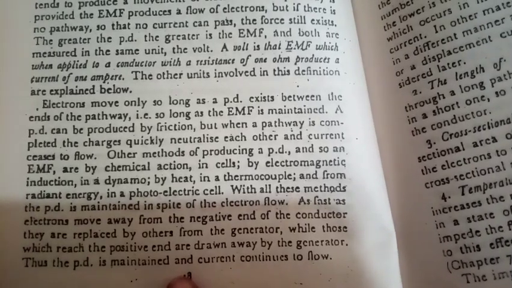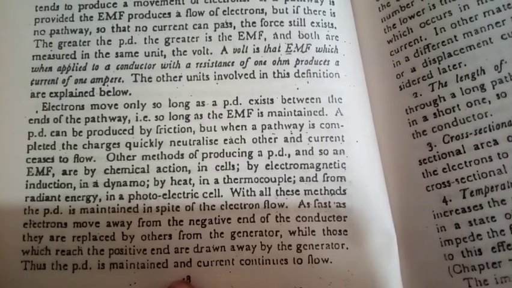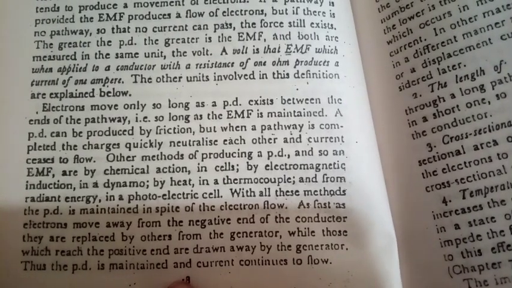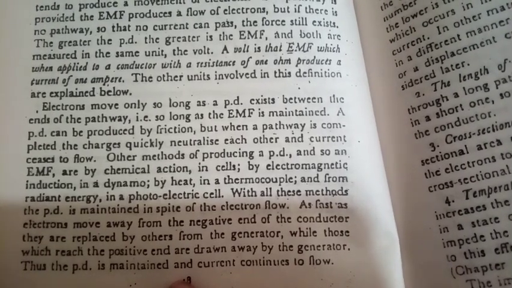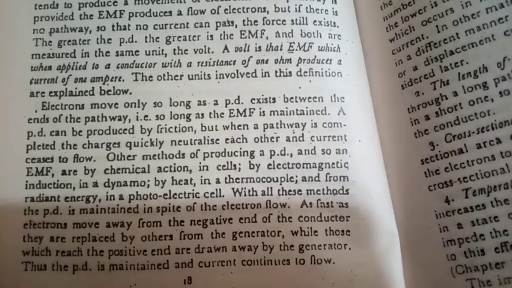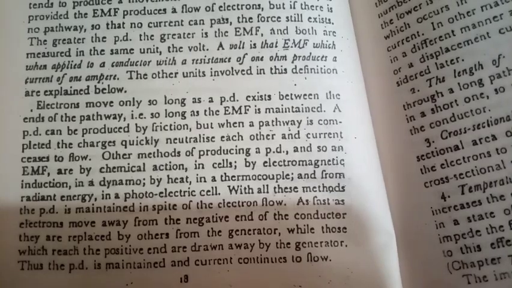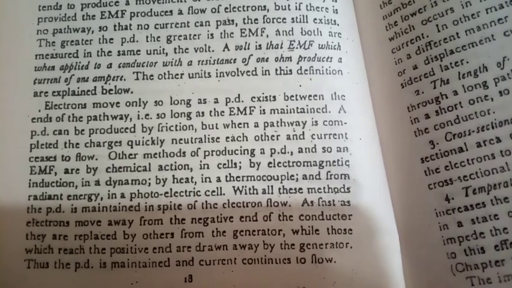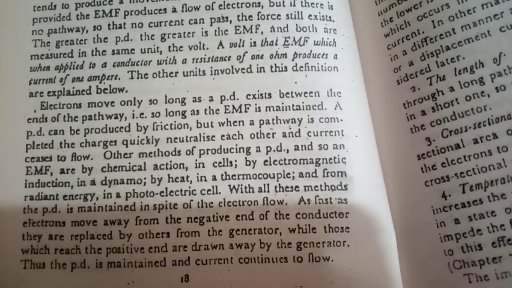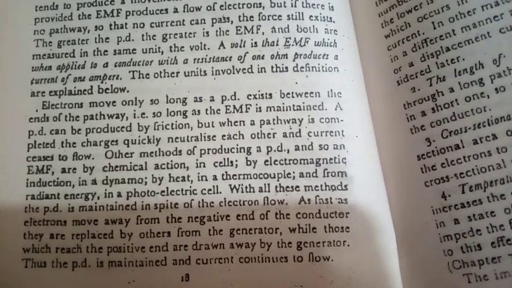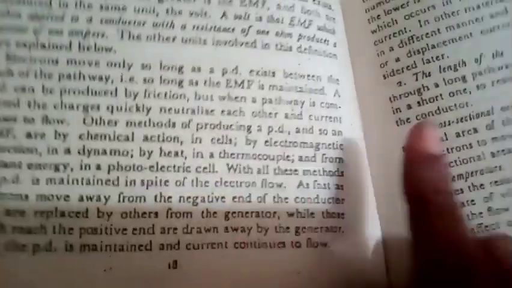Other methods of producing a potential difference, or an EMF, are by chemical action in a cell, by electromagnetic induction in a dynamo, by heat in a thermocouple, and from radiant energy in a photoelectric cell. With these methods, the potential difference is maintained in spite of electric flow. Electrons move away from the negative end of the conductor and are replaced by others from the generator. These reach the positive end and are drawn away by the generator. Thus, potential difference is maintained and current continues to flow.